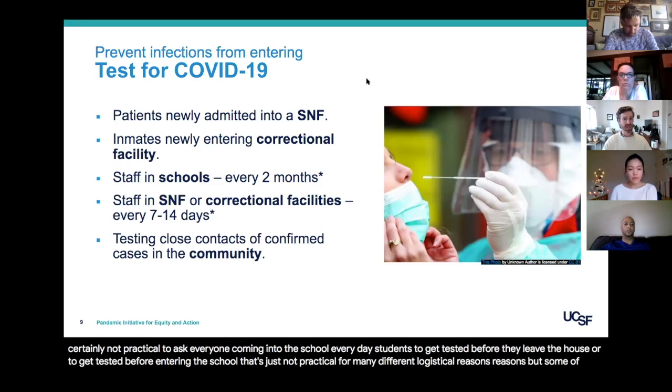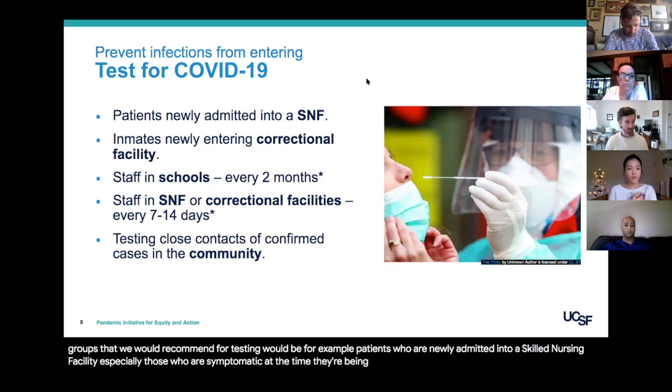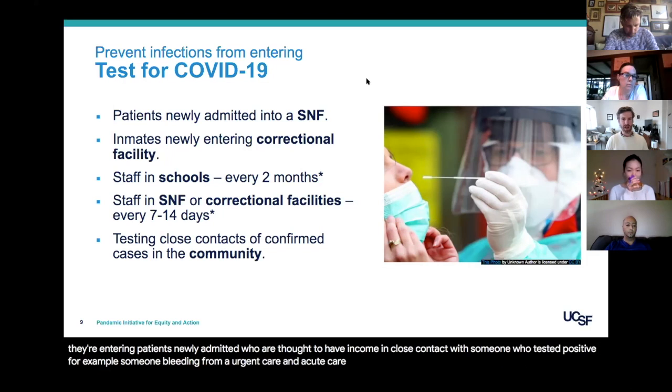But some of the groups that we would recommend for testing would be, for example, patients who are newly admitted into a skilled nursing facility, especially those who are symptomatic at the time they're being discharged from a hospital or other place when they're entering. Patients newly admitted who are thought to have come in close contact with someone who tested positive. For example, someone leaving from an urgent care and acute care, and there's known transmission, we'd recommend they be tested before entering the skilled nursing facility.